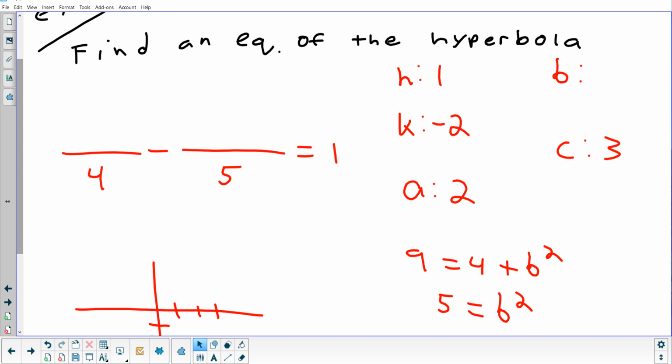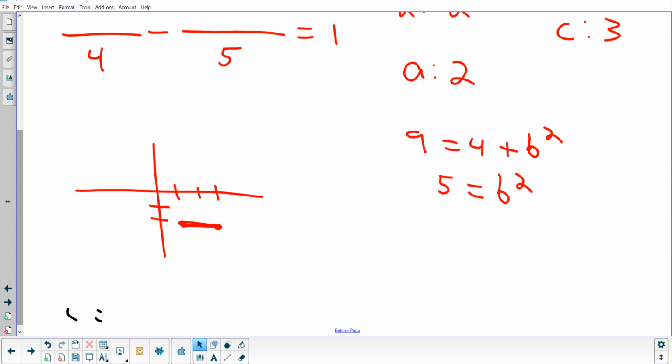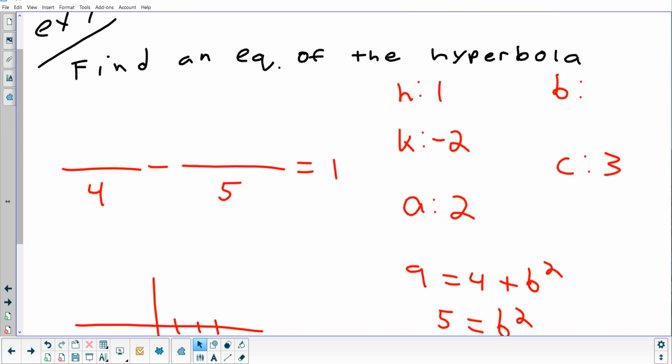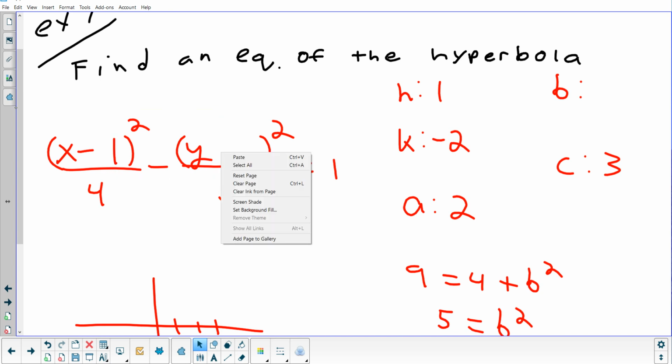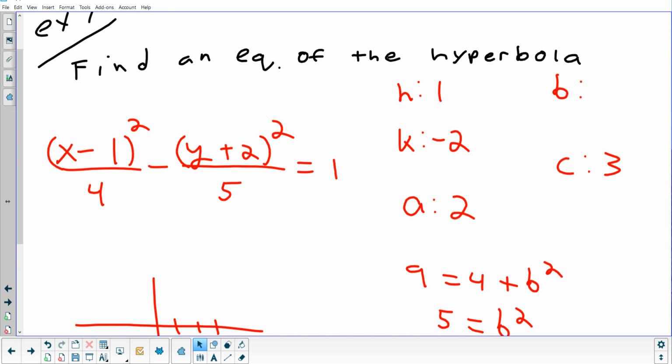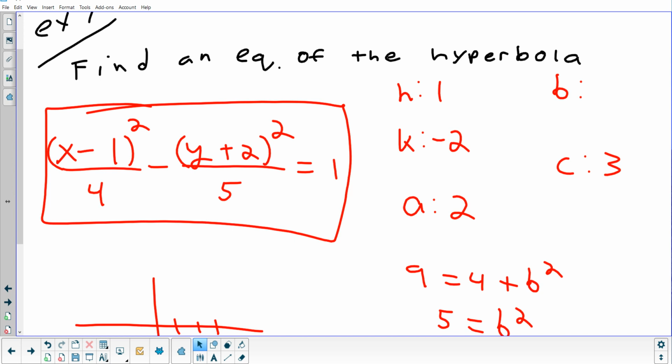Now, you do have to think a little bit about which way we want the transverse axis to go. I already drew it. You want it horizontal. So that means which letter do we want positive? Yep, X. You want to put the X first, the Y second, and what letter goes right here? X turns into X minus, yep, H. And Y turns into Y minus K. So what would I put right here? Yep, plus 2. It's Y minus K, and the K is minus 2. And that's your equation.